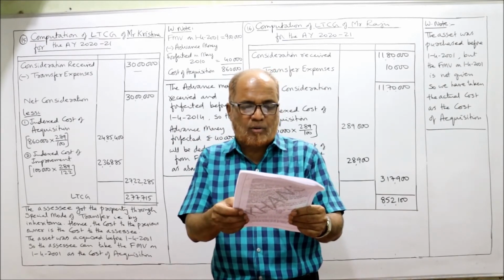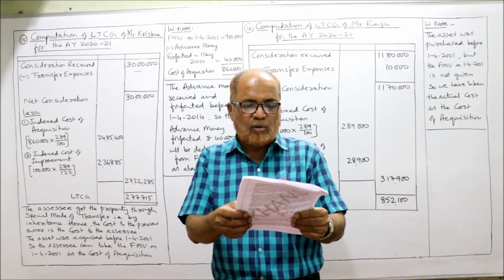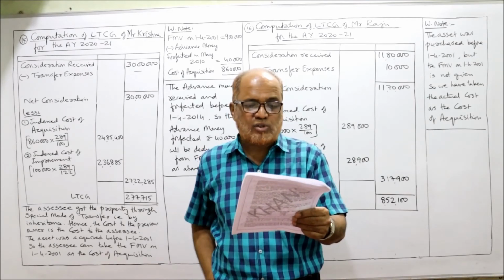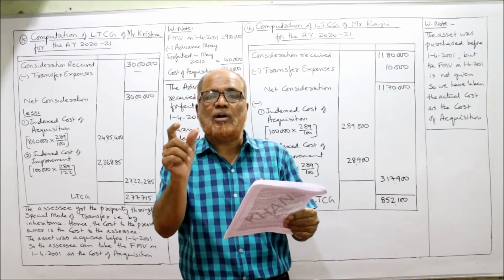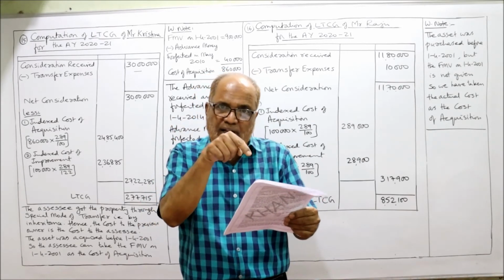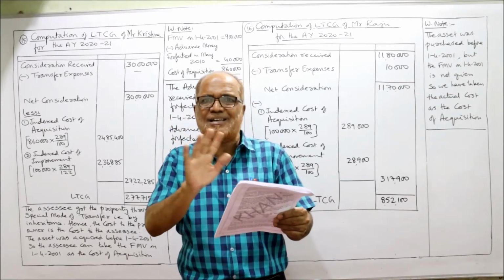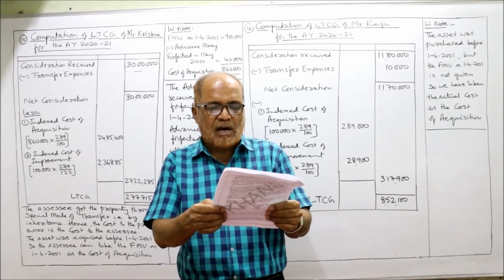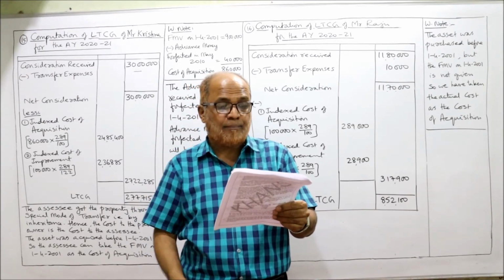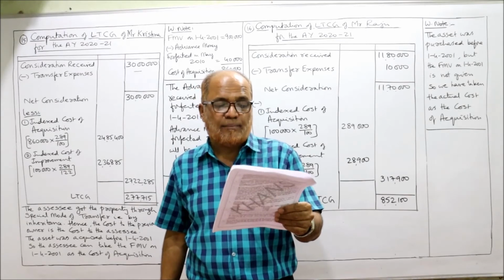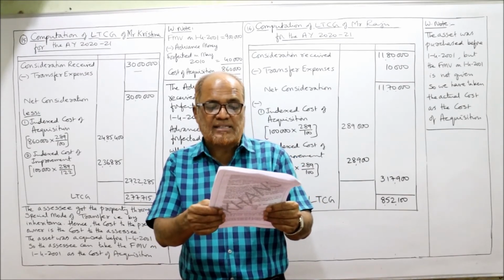FMV is how much given. The fair market value on the house on 1/4/2001 was 9 lakh. So FMV on 1/4/2001, 9 lakh. So we consider 9 lakh. We will not consider 1 lakh rupees. Then this house was under negotiation for sale in May 2010 and he received 40,000 as advance money.